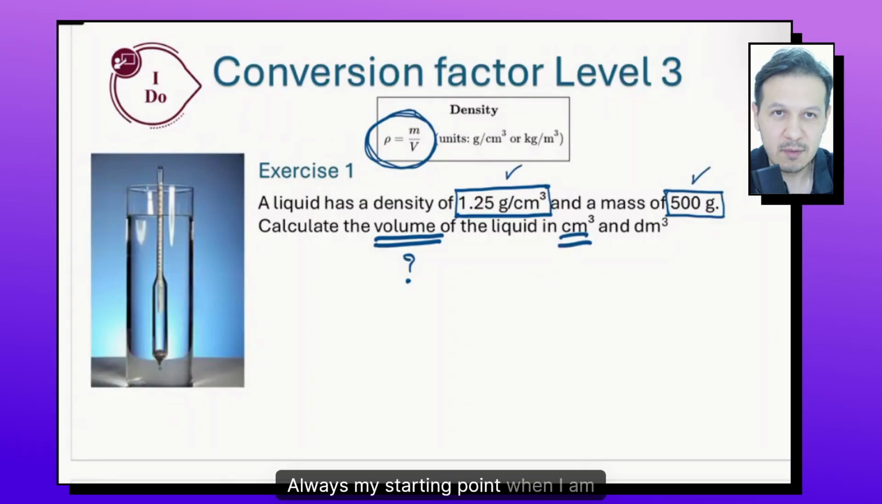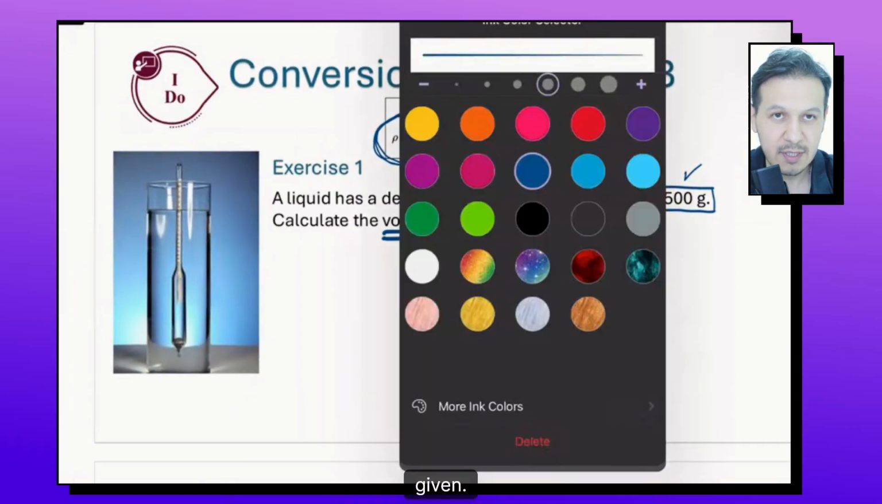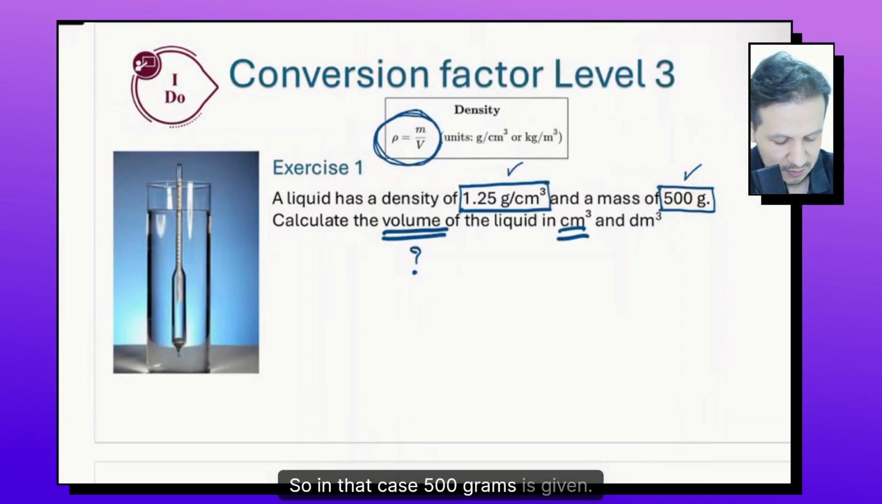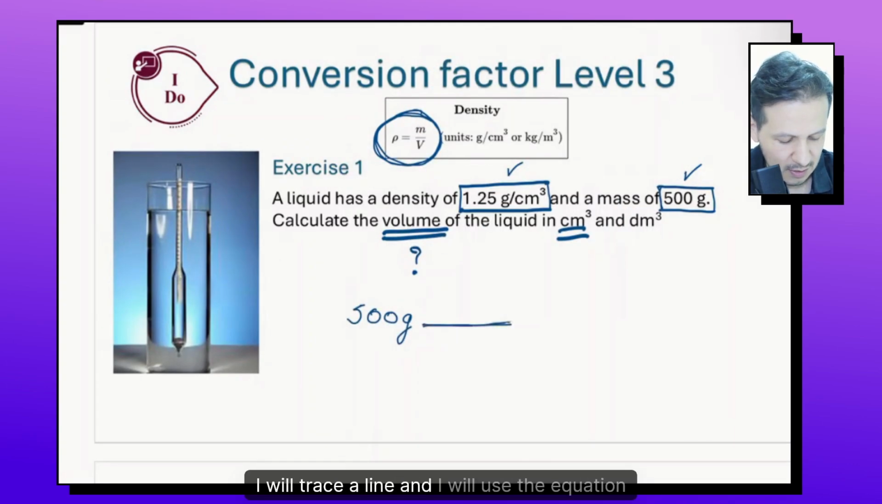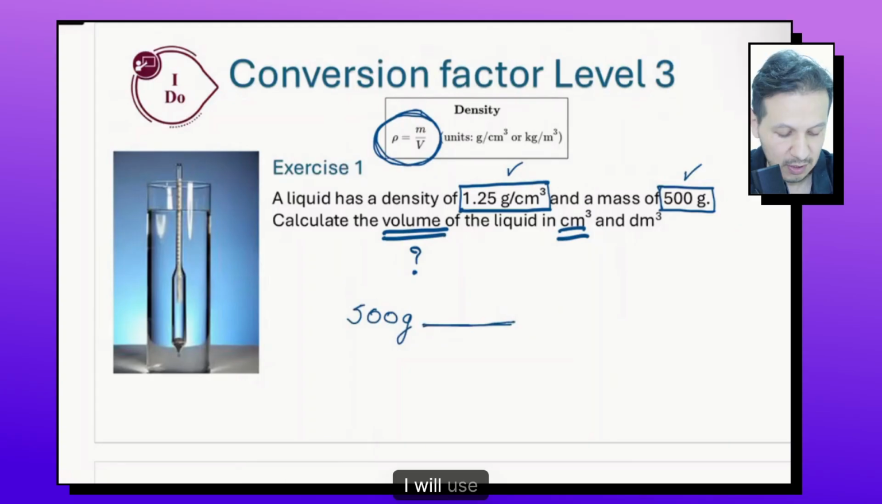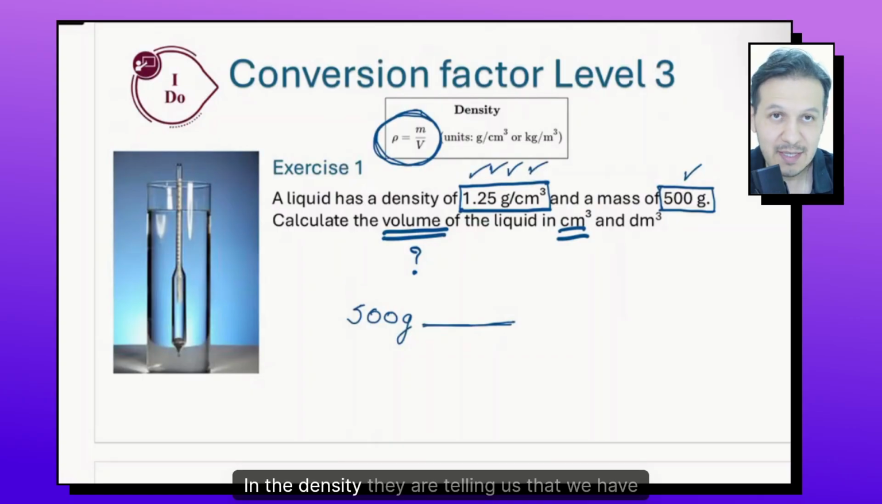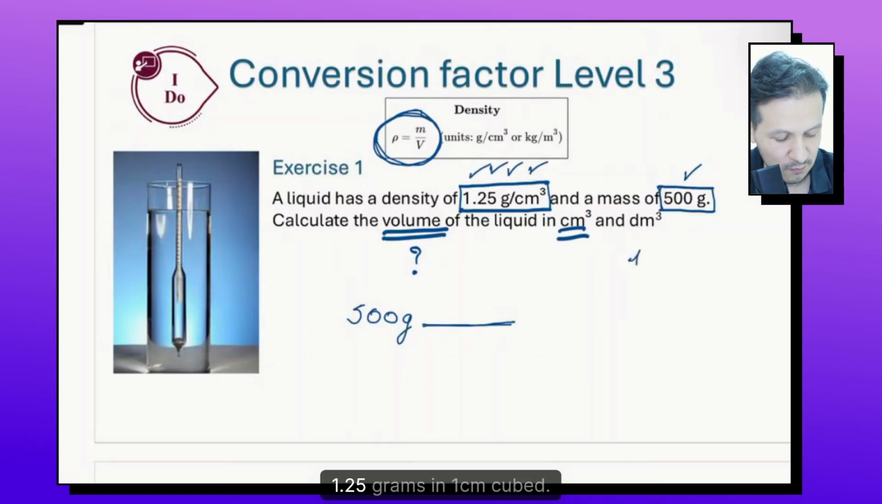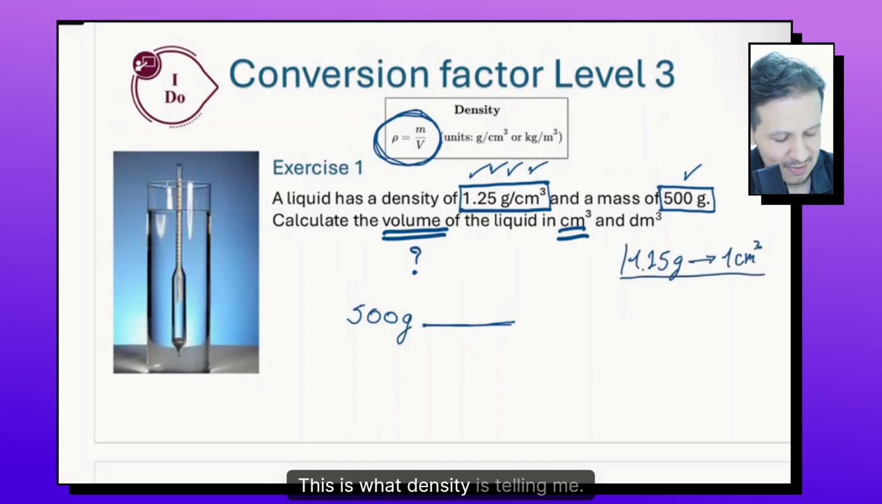Always my starting point when I am using conversion factors is the number that is given. In this case, 500 grams is given. So this is the starting point. So I will trace a line and I will use the equation. I will use what is given as a unit. So density is given here. In the density, they are telling us that we have 1.25 grams in 1 centimeter cubed. This is what density is telling me.